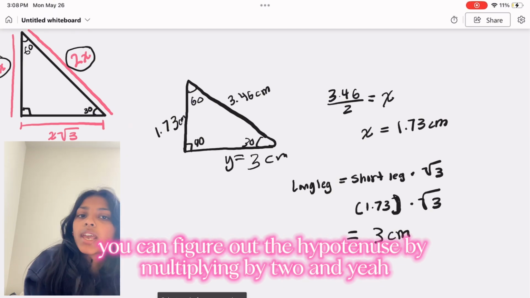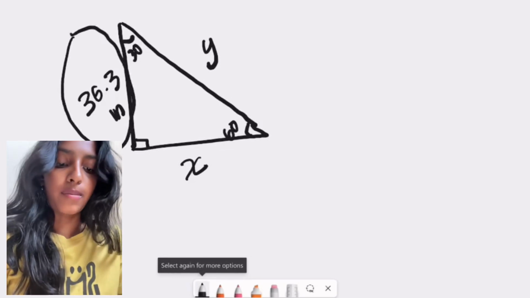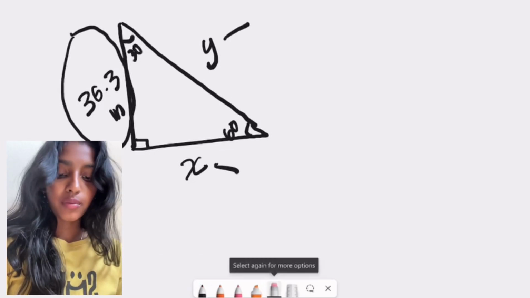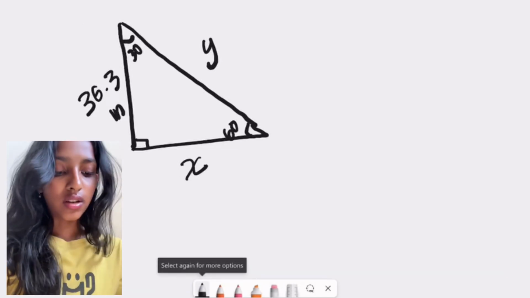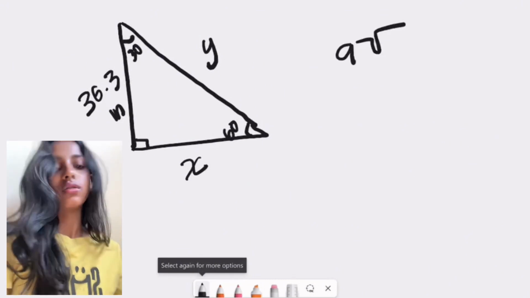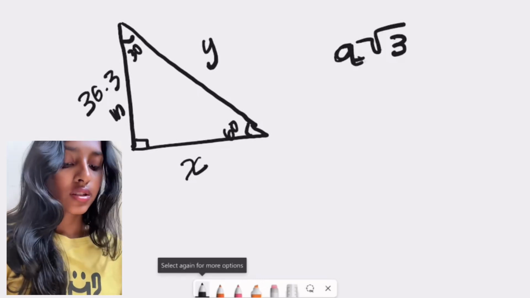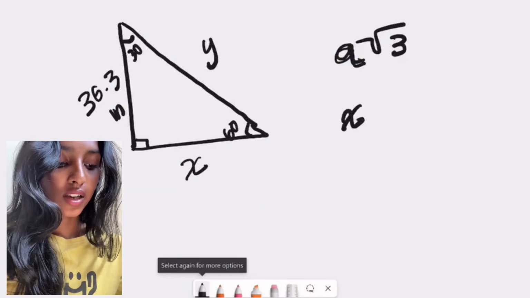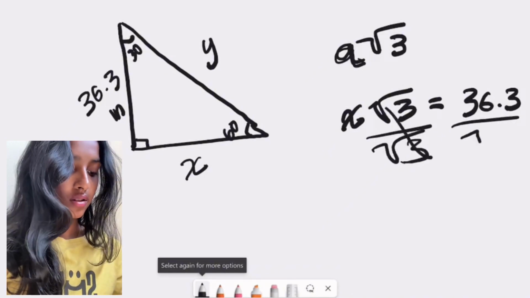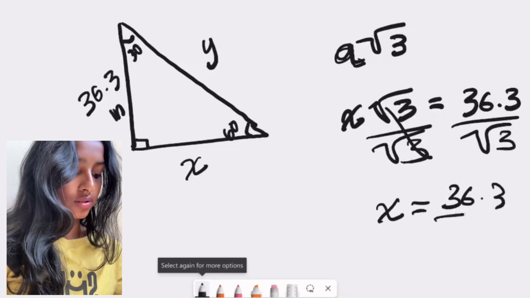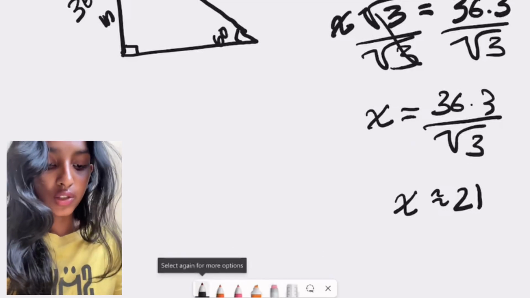And yeah. So we're given the length of the longer side, and they want us to figure out the hypotenuse and the shorter side. So by remembering the relationship between the longer side and the shorter side, we can figure out the shorter side first. So it's the shorter side times the square root of 3. That's 8, by the way. Square root of 3. So if we plug in x times the square root of 3 equals 36.3 and divide, we should get the answer for the shorter side. So this would be about 21. So we can say the shorter side is 21 inches.